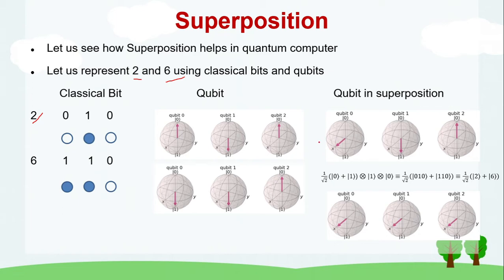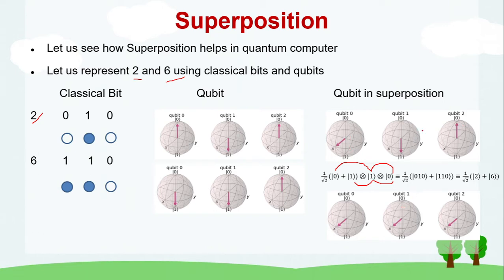Now if I see the combined state of 3 qubits, I have to take the tensor product, right? So if I take the combined one, I'll have 0, 1, 0, 0, 1, 0, and I'll multiply 1, 1, 0, 1, 1, 0. So both are there simultaneously. Meaning I'm able to represent with the 3 qubits both 2 and 6 simultaneously. So 50% of the time it will behave like 2 and 50% of the time it will behave like 6.